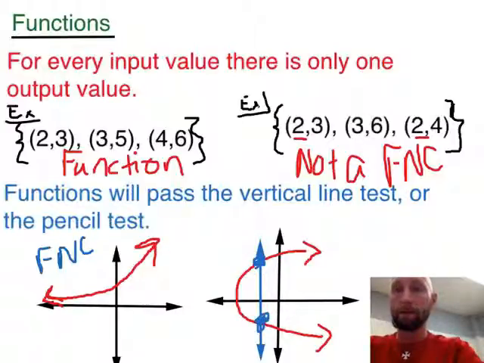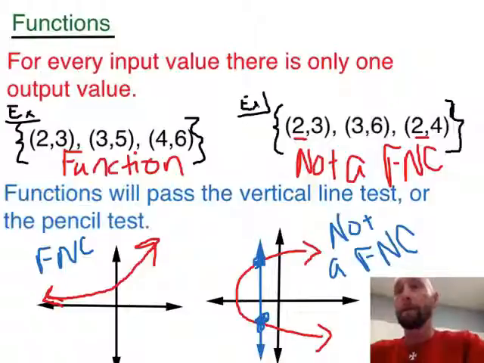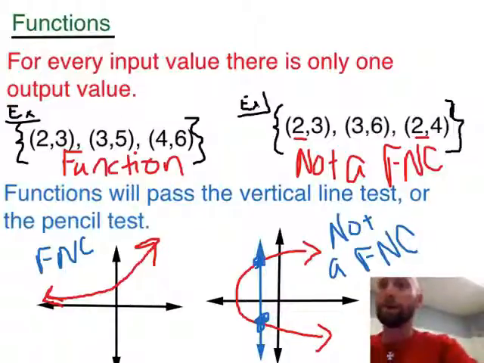If we look at the next case, when we come over here and look at the vertical line in this particular spot, you'll notice that it passes through once, twice. Since it passes through more than once, we would say that this is not a function, because it fails the vertical line test. It won't pass the pencil test.